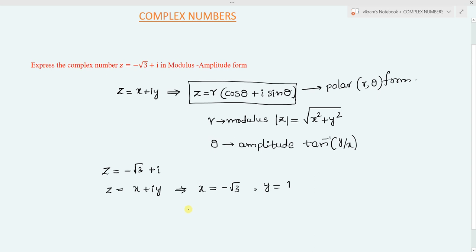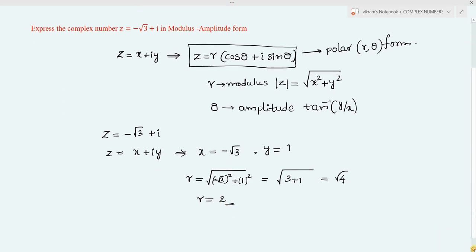Then what is the modulus? r equals the square root of x square plus y square, that means the square root of minus root 3 whole square plus 1 square, which is the square root of 3 plus 1, which is the square root of 4. So the modulus is 2, r equals 2.